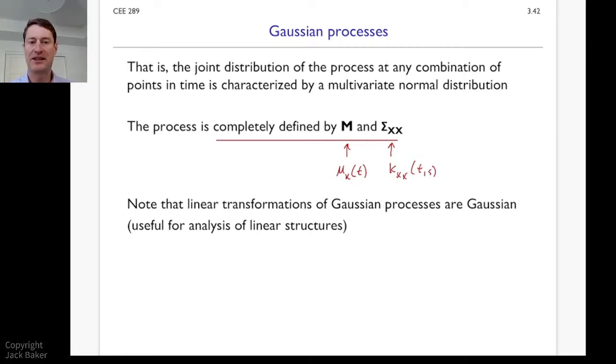And you can see it's kind of convenient to specify because we just need these two functions that we've been working with. Further, remember back from the properties of multivariate normal distributions that linear combinations of multivariate normal variables were still Gaussian. So we can say that linear transformations of Gaussian processes are Gaussian processes for the same reason. Okay? And that's going to be pretty handy for us, because if we have a Gaussian process load on a linear structure, the response of that structure will be a linear transformation of the load. And so the response of the structure is going to be a Gaussian process as well, and so we'll stay in this nice Gaussian process world.